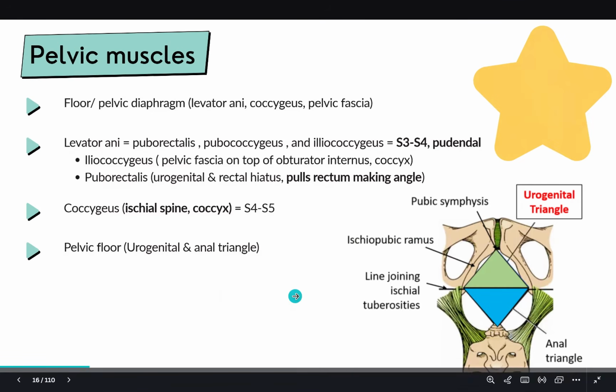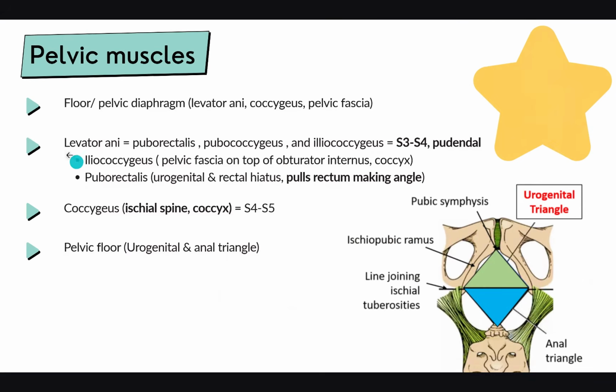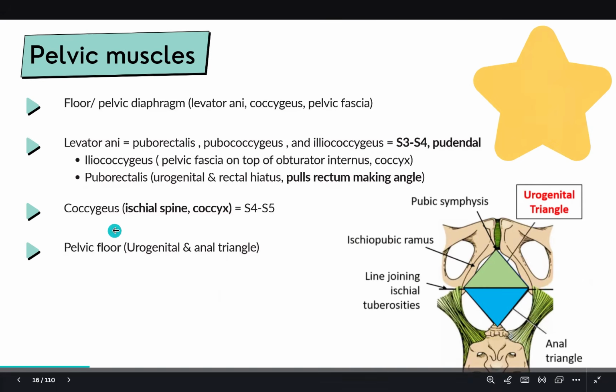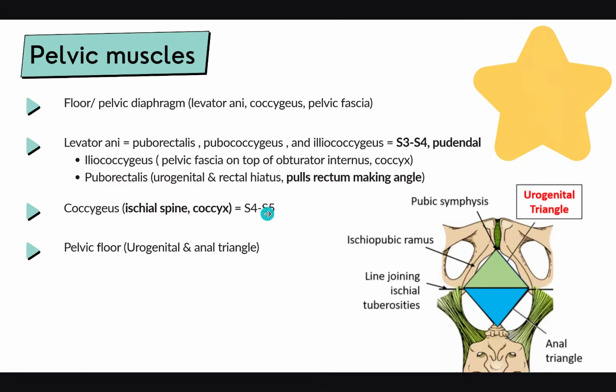Okay. One important thing that you need to know, and this has been coming in exams, is the innervation of these muscles. So all levator ani muscles and its constituents are innervated by the S3, S4 root or the pudendal nerve, okay? Whereas the coccygeus muscle is innervated by S4, S5, all right?